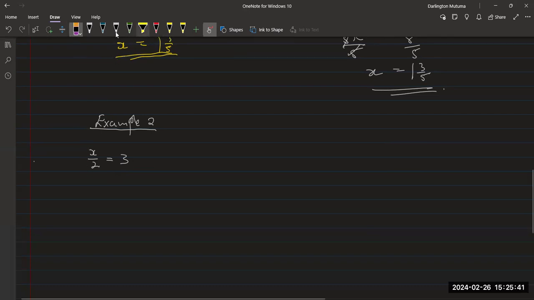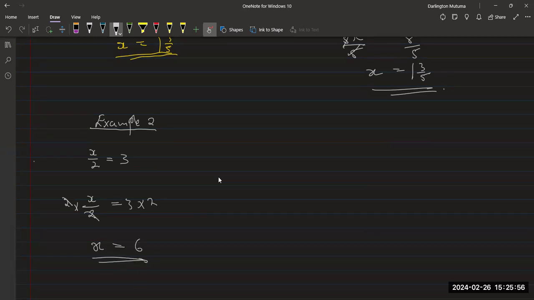So x divided by 2 multiplied by 2. Is it not equal to 3 times 2? The answer is 6. So this and this will cancel. So x is equal to 6. Yes. Very good.